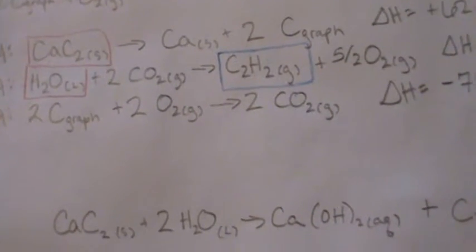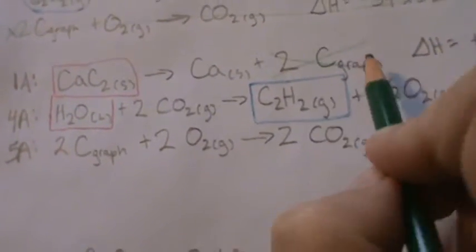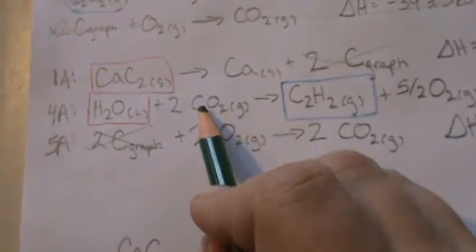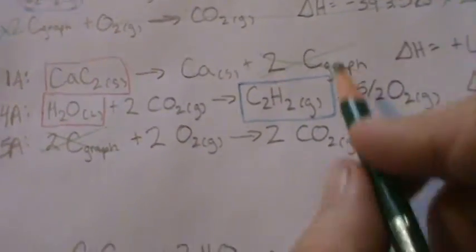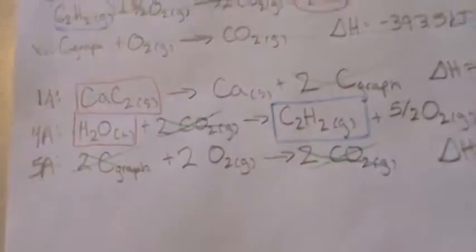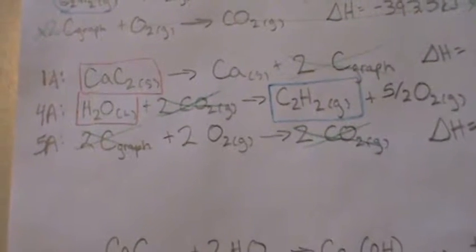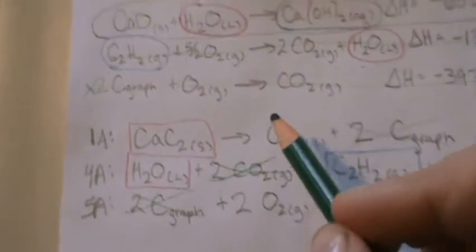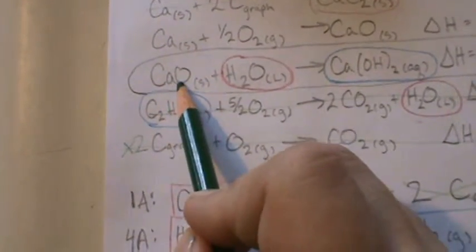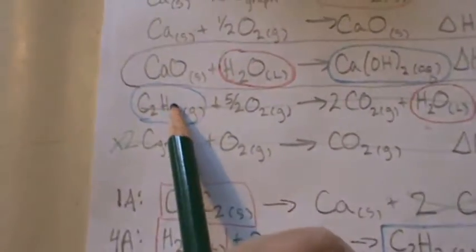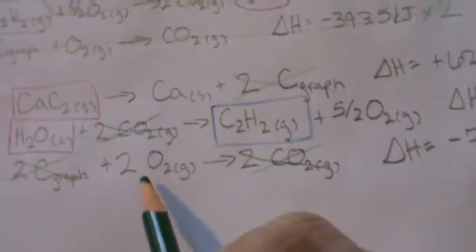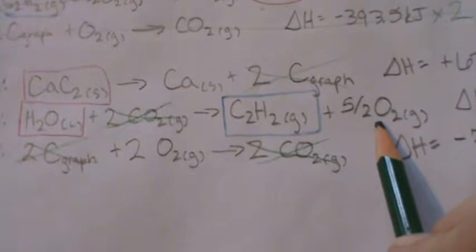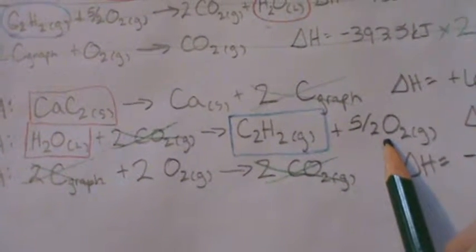Now let's see what I can cancel out. Well, now I can cancel out the graphites. Those are gone. Oh, and now look, I have 2 CO2 here and 2 CO2 here, so I can cancel those out as well. This is going just swimmingly. Now I have some calcium solid that I need to cancel, and I have some calcium oxide solid that I need to cancel. That was the equation that I didn't change. And I have 2 oxygen gas units here and 5 halves units here that need to get canceled out as well. So let's look at what I have left over.